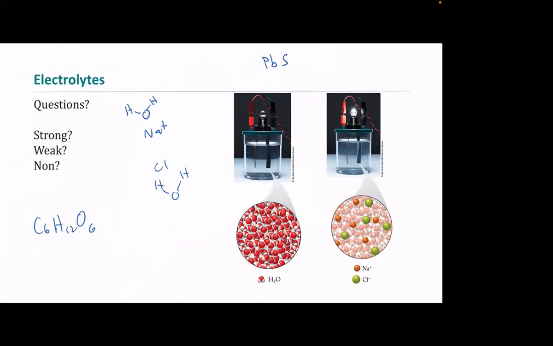What's that? I can't hear you. Homo what? Hydrophobic? Is that what you were trying to say? Okay, we'll go with that. Saying it's hydrophobic, it doesn't have the ability to interact with water.